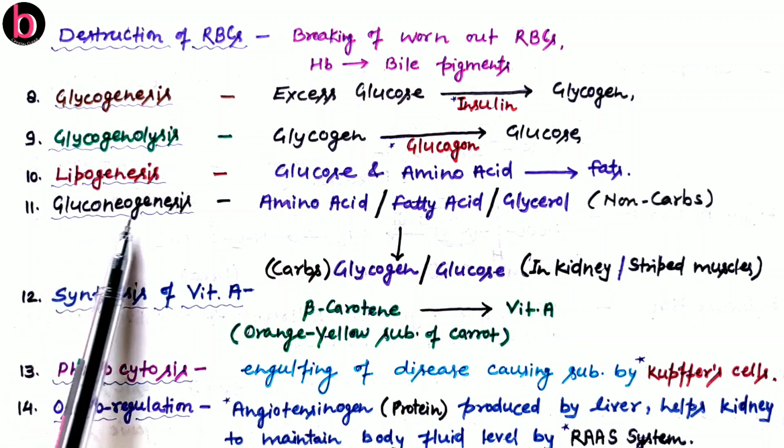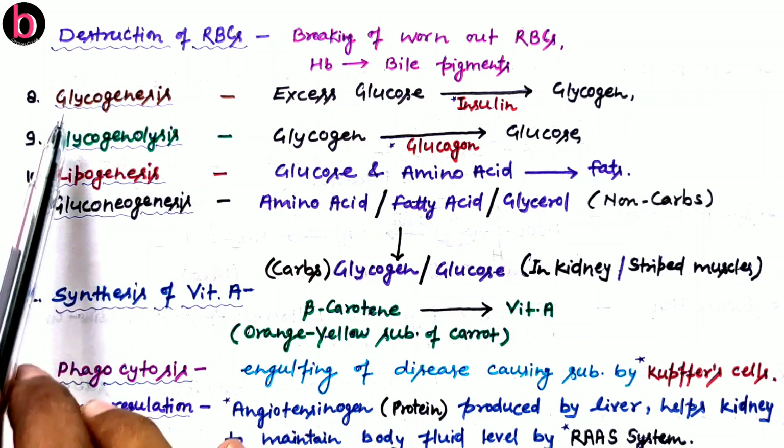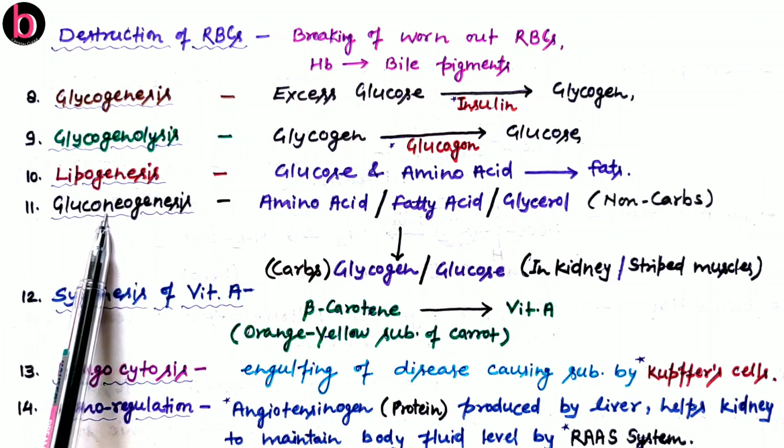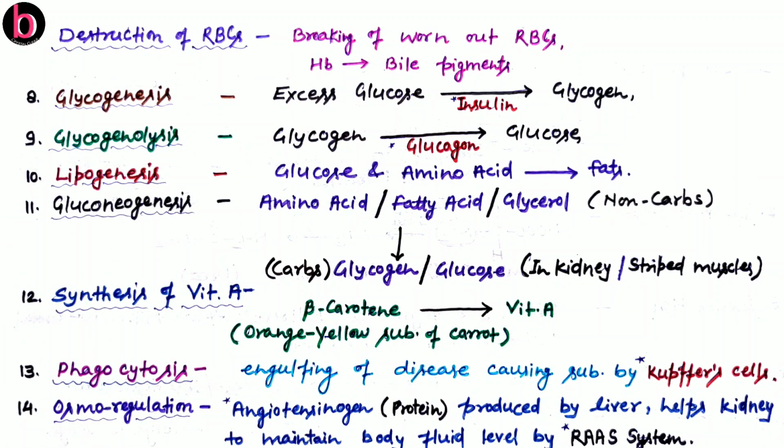We are discussing here gluconeogenesis. So gluco, as we discussed, is about carbohydrate, neo for new, genesis is about synthesis. So when there is synthesis of carbohydrate from non-carbohydrates like amino acids, fatty acids, glycerol, all these non-carbohydrates to glycogen or glucose, which is carbohydrate, if this synthesis occurs, then the process is gluconeogenesis. This also occurs inside the liver as well as kidney and striped muscles of our body.